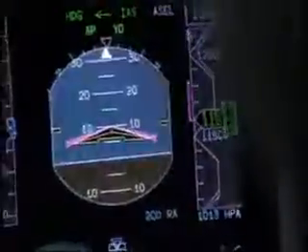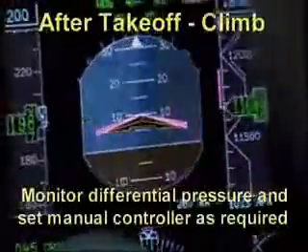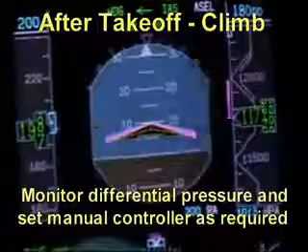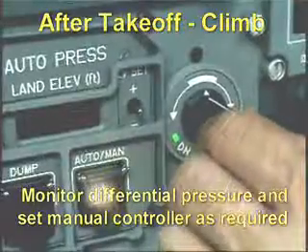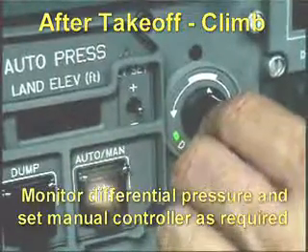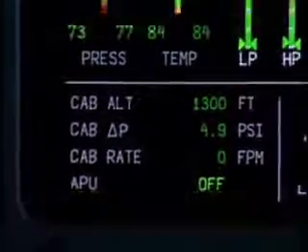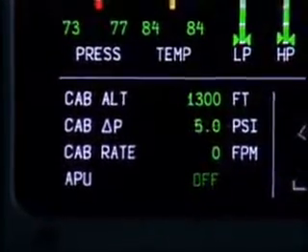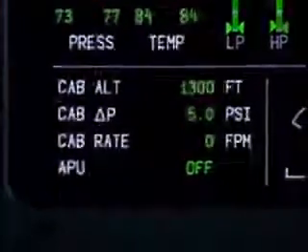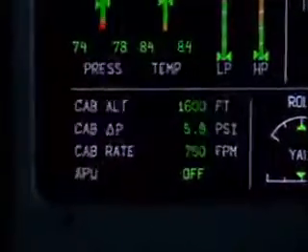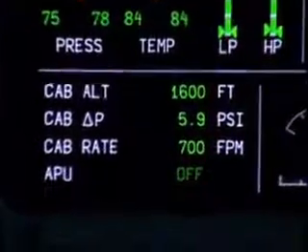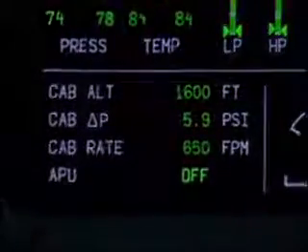After takeoff, climb. During climb, close monitoring of differential pressure and intermittent setting of the manual controller will be required to attain a desired rate of climb. The goal is quite simple: to maintain the cabin altitude below 8,000 feet and below delta P 7.8 with a comfortable cabin rate of climb. Follow the instructions to get it.